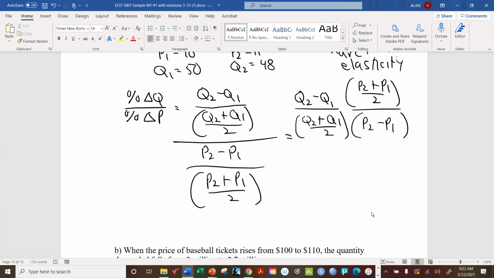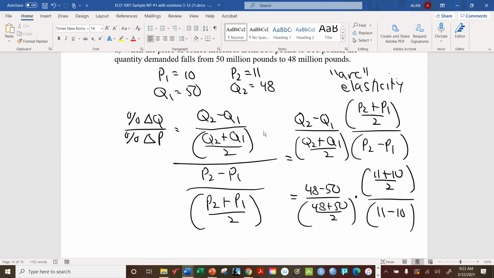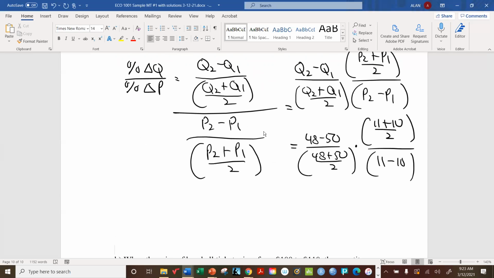Okay, now just plug in the numbers. Okay, so we've got 48 minus 50, with the prices. That's our average, and the difference is here. So probably what you should do is break it up in pieces. In other words, solve each one separately and then plug them back in. So I'll have -2 over 49. Here we'll have 10.5 and 1. And you're guaranteed to get a negative number, which we will ignore, basically, the negative sign. So basically, this reduces to 21/49. Let's see what that is. Negative, let's say 0.43. It's actually 3/7.